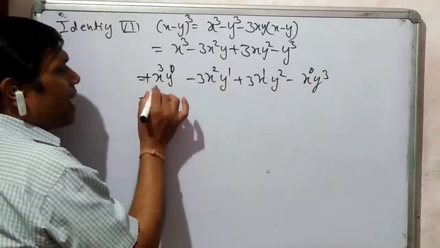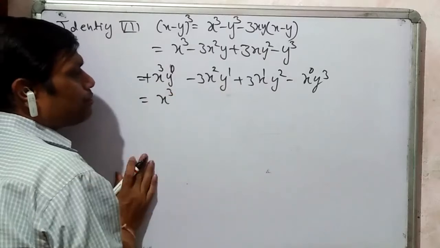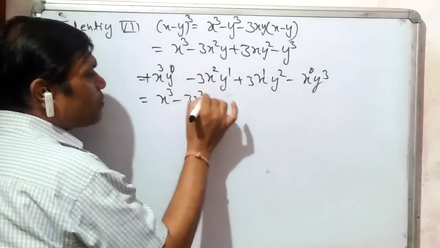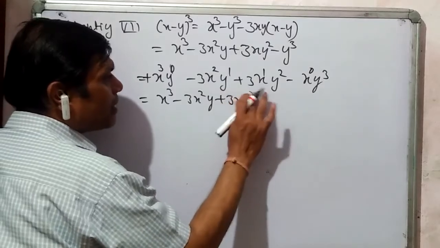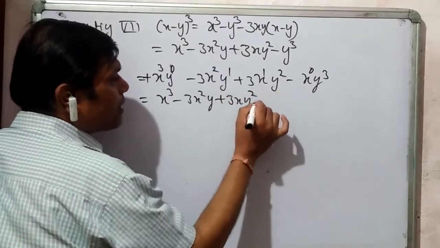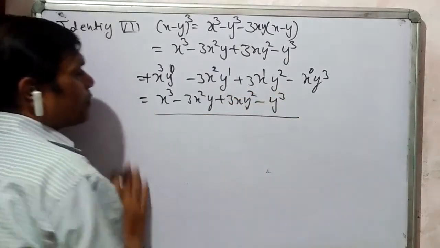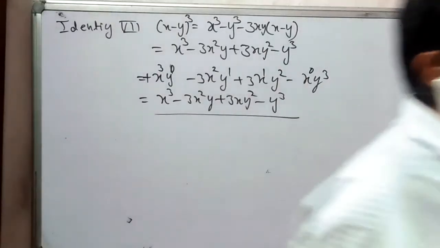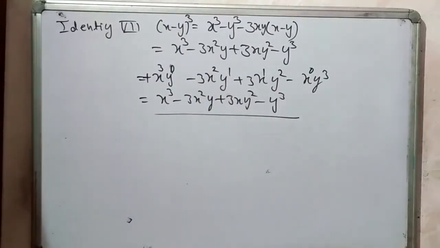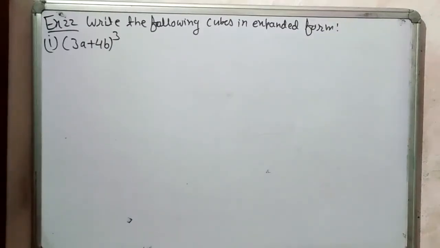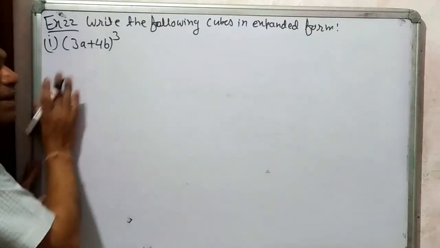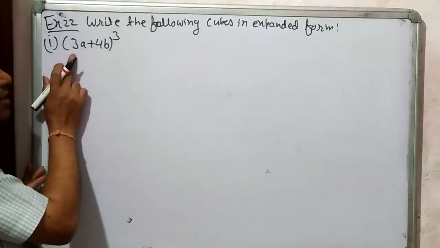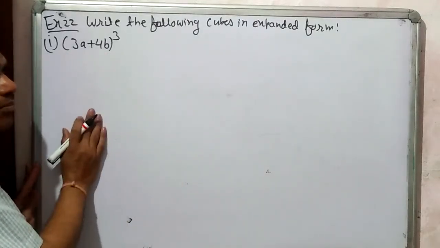What you get is x cube, y raised to power 0 is 1, so x cube minus 3x square y plus 3xy square. X raised to power 0 is 1, so it remains y cube. So this way you are able to memorize these two identities very easily. Then students, we have example number 22, which is asking us to write the cubes in expanded form. The first one given to us is 3a plus 4b whole cube.